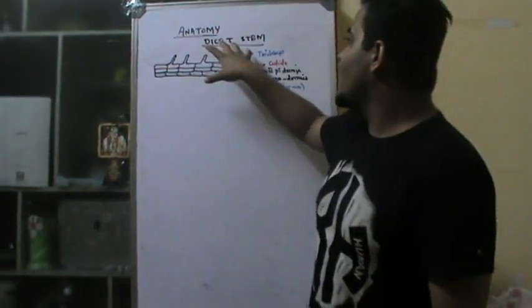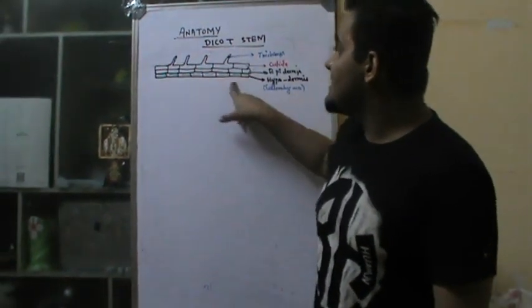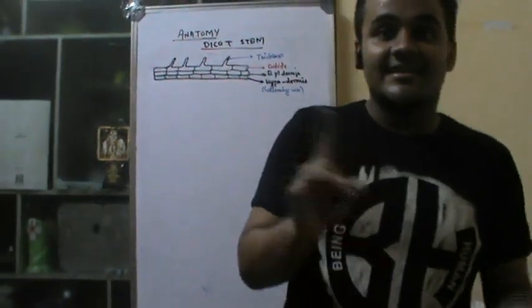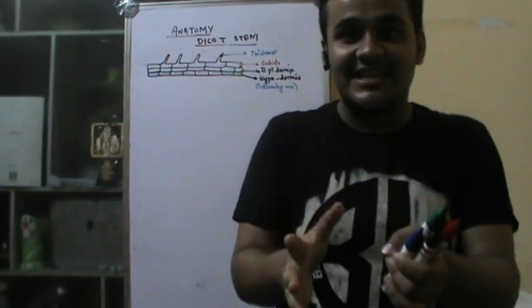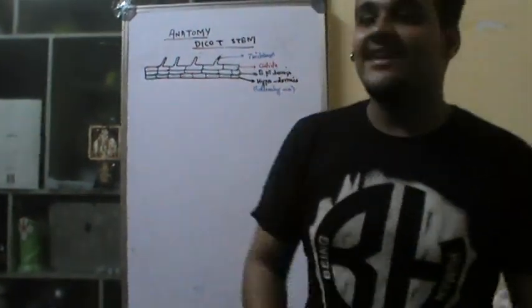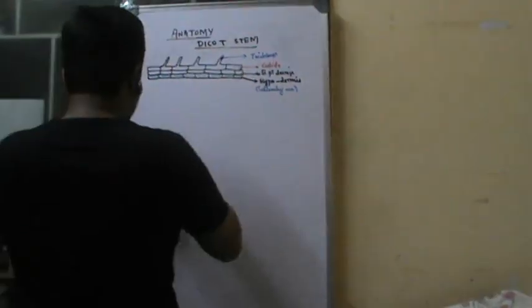So can I say one thing? The particular dicot stem is going to be highly photosynthetic, and that's again one of the reasons why most of the xerophytic plants that have stem modification for photosynthesis are going to be dicots. This question has come, so you should know all this, okay?